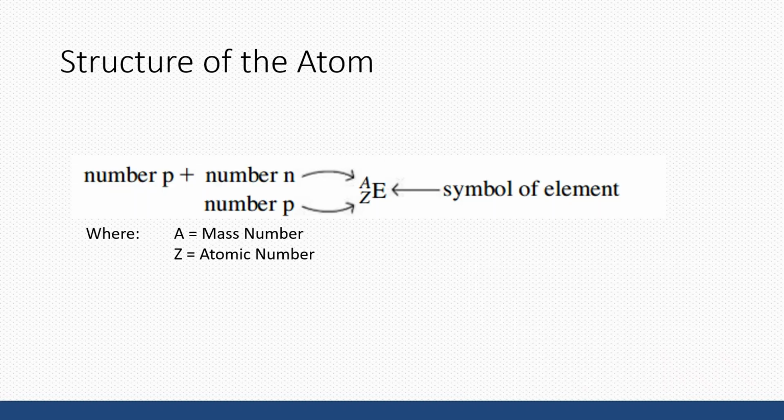Okay, now that we know the three subatomic particles, we can start to write the structure of an atom. First, we need the symbol of the element, which we can find on the periodic table. On the upper left is the mass number, or the combined mass of the protons and neutrons. And on the lower left is the atomic number, which is equivalent to the number of protons or the number of electrons, and also the placement of the element in the periodic table.